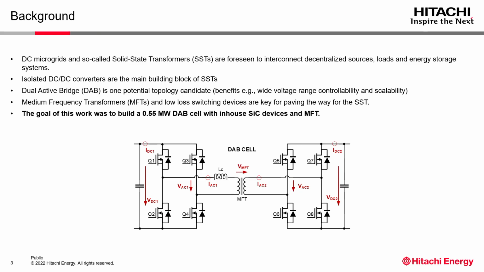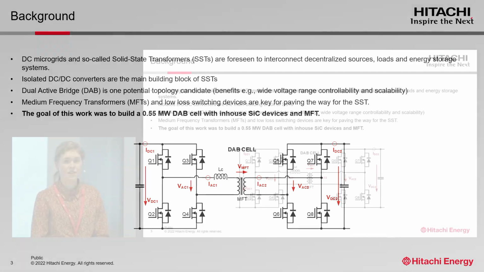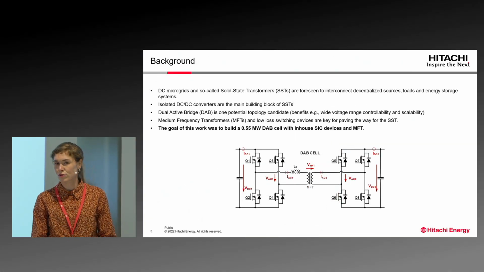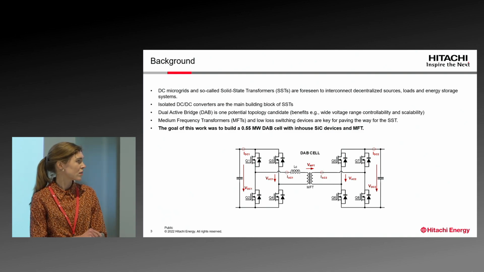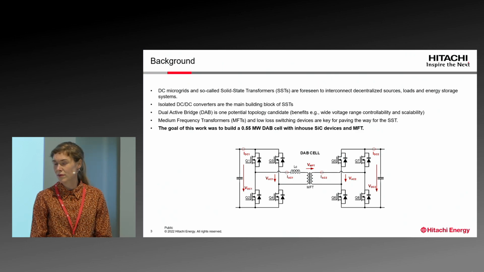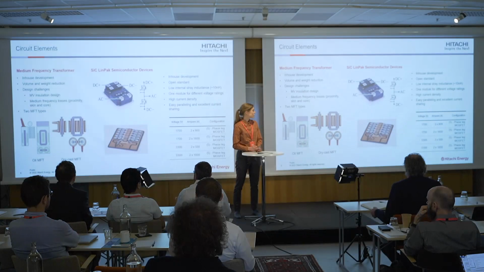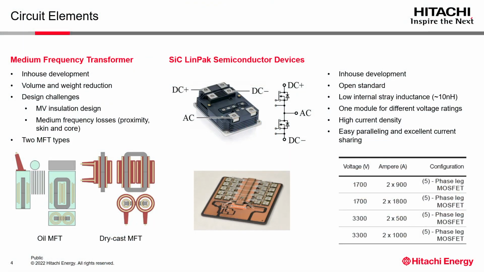And the goal for us, for our laboratory demonstrator, was to build a quite high power DAB cell, 0.5 megawatt, with in-house silicon carbide devices and also an in-house medium frequency transformer. So our unit collaborated here with the transformer unit in Geneva, Hitachi Energy Geneva. The 2 main circuit elements are the MFT and the semiconductor devices. So here I would like to present which technology we used. Medium frequency transformer, as mentioned, in-house developed.